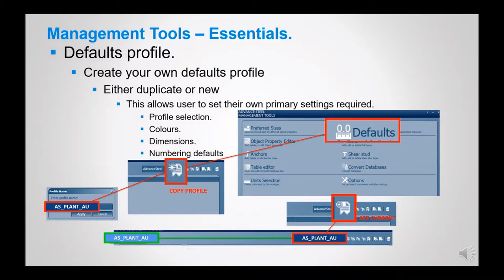So with that in place, what you must also do is do an update defaults as well, which is a button that is either available right on the right hand end of the menu bar in the top of management tools in the defaults profiles settings itself, or there is an update defaults button inside Advanced Steel under the Home tab ribbon and the Settings panel.